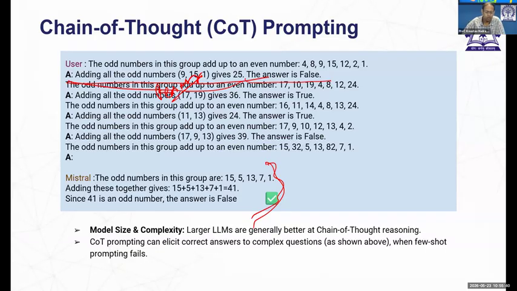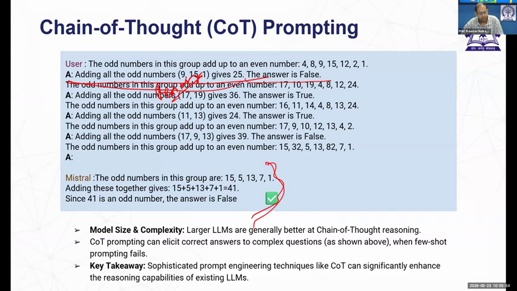Fine. So, model size and complexity. Larger LLMs are generally better at chain of thought reasoning. CoT prompting can elicit correct answers to complex questions, as shown above, when few shot prompting fails. And what is the key takeaway from here? Sophisticated prompt engineering techniques like chain of thought can significantly enhance the reasoning capabilities of existing LLMs. Chain of thought is basically a reasoning technique where we add the input, the reasoning process, and the output. This reasoning process helps the LLM understand the solution procedure.